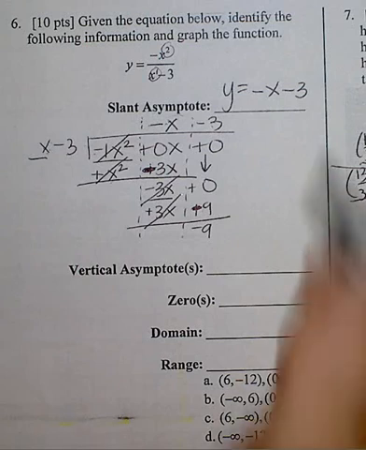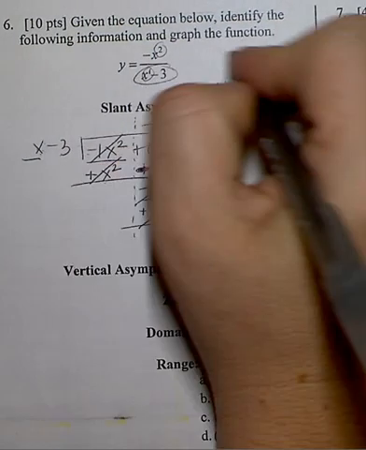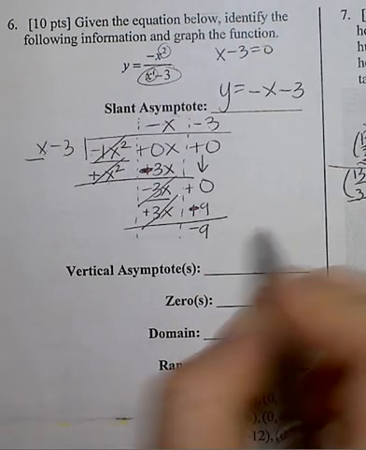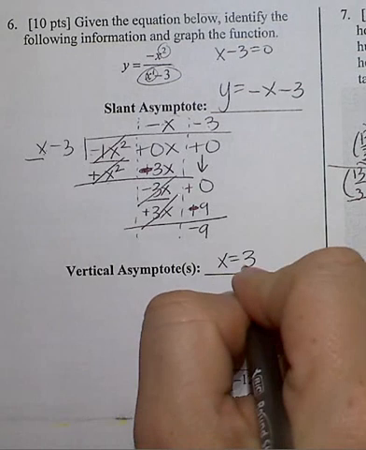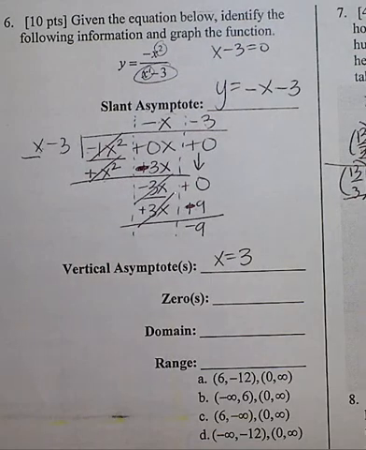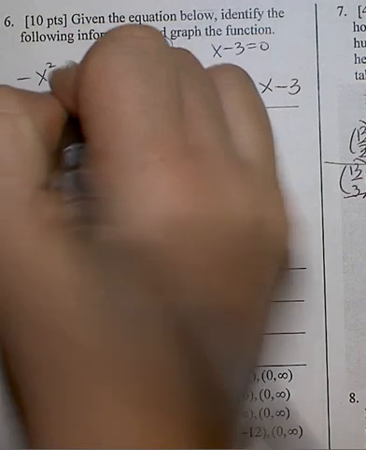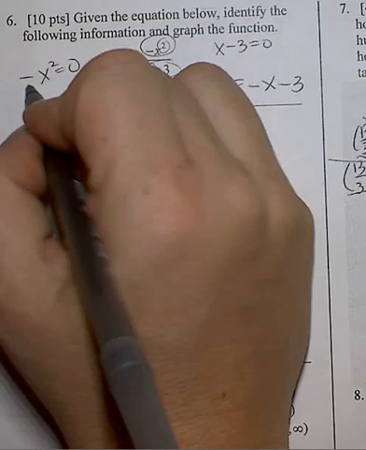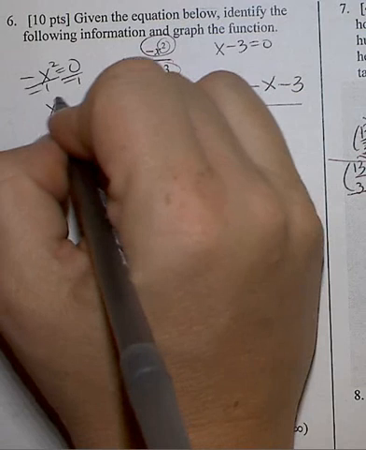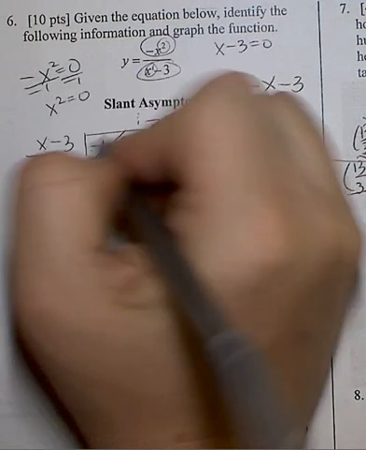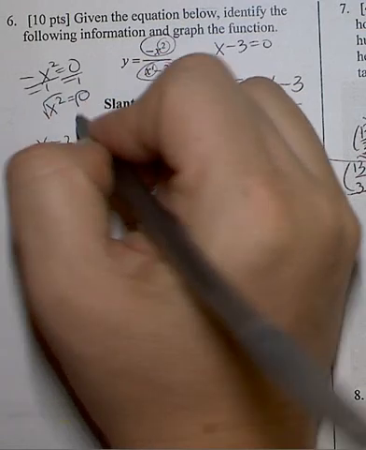Your vertical asymptote will come from the bottom. Take the bottom, set it equal to 0, and solve. Remember, for vertical asymptotes, you can't just write 3. It's x equals 3. Your 0 will come from taking the numerator and setting the numerator equal to 0 and solving. So I'm going to divide by negative 1. 0 divided by any number is 0. When I square root a 0, I don't get plus or minus 0. It's just 0.